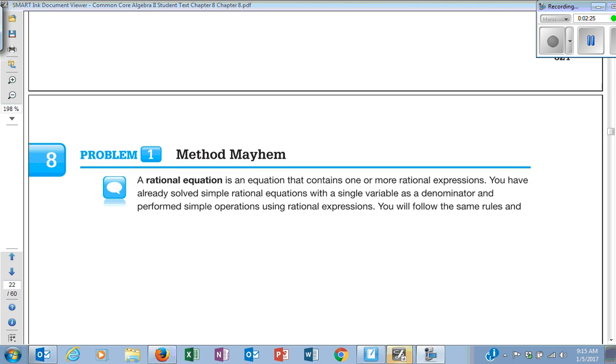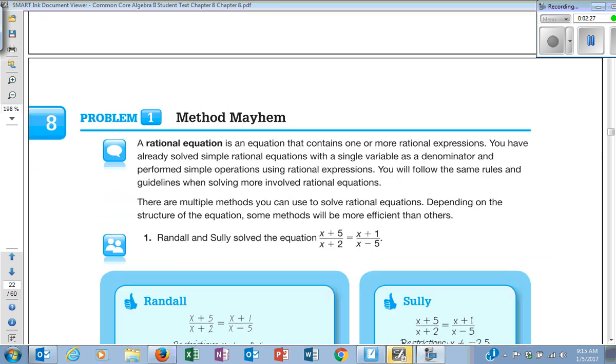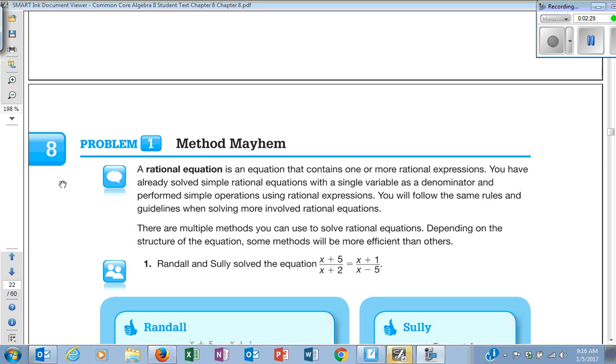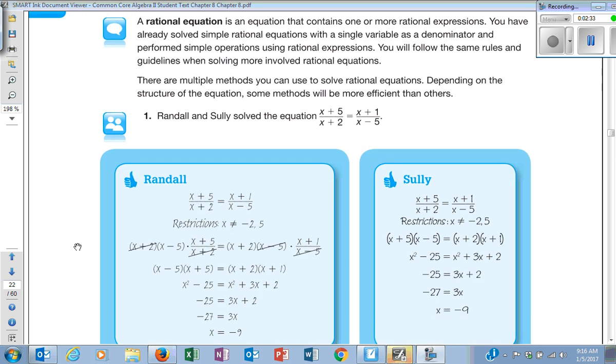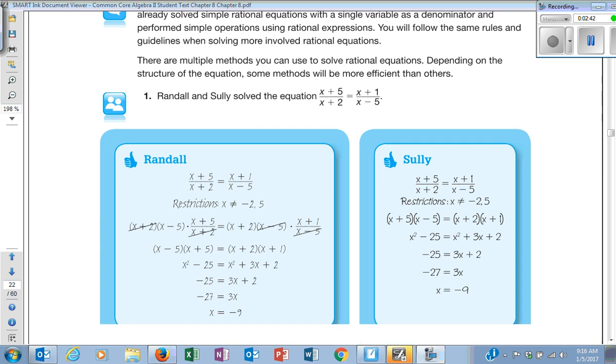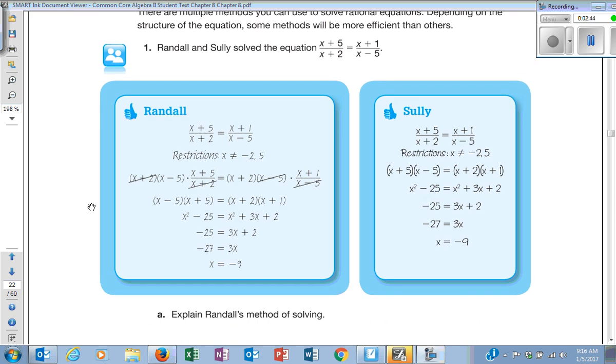All right, so rational equation. Now, all the stuff that we've done before have been expressions. Tonight, we're going to have an equation. We're going to have a left side, and we're going to have a right side, and all the stuff that we've done before applies. Whatever you do to one side, you got to do to the other. So here we go. The first thing this person does is Randall over here.